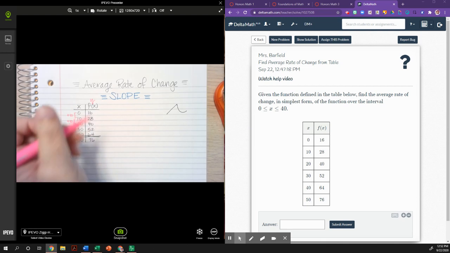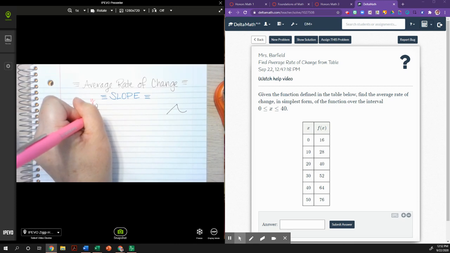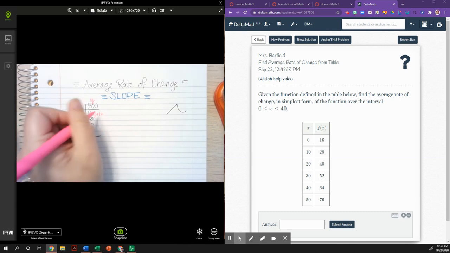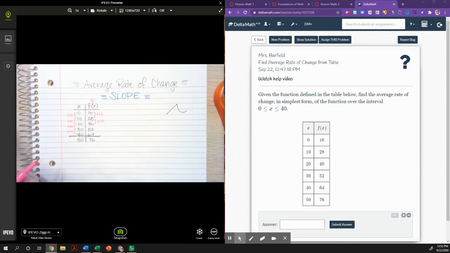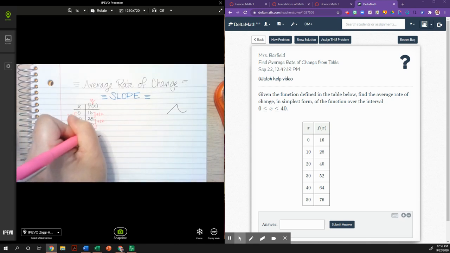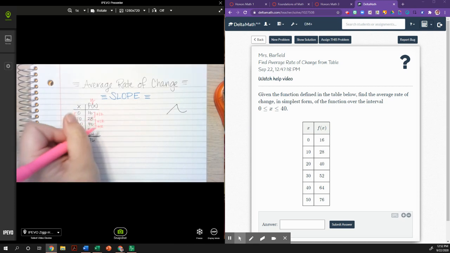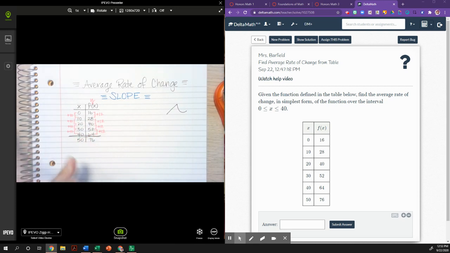So from 16 to 28, that is plus 12. I have to add 12 to get from 16 to 28. From 28 to 40, I have to add 12. From 40 to 52, I have to add 12. Do you see how I'm adding the same number, similar to how I was in x? And then from 52 to 64, again, I'm adding 12. So how does that translate to my answer?